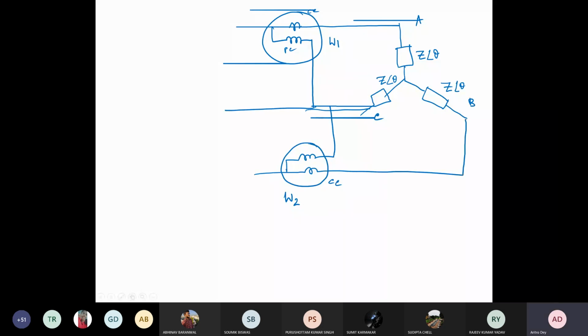So we first draw this, in the star connected. This is your phase voltage VAN, VBN, VCN. Now what will be your current? Current will be theta degree lagging. So this is your I, this is theta.